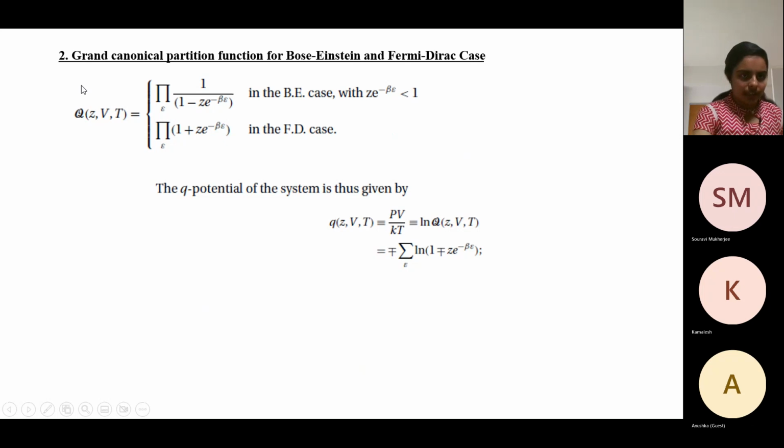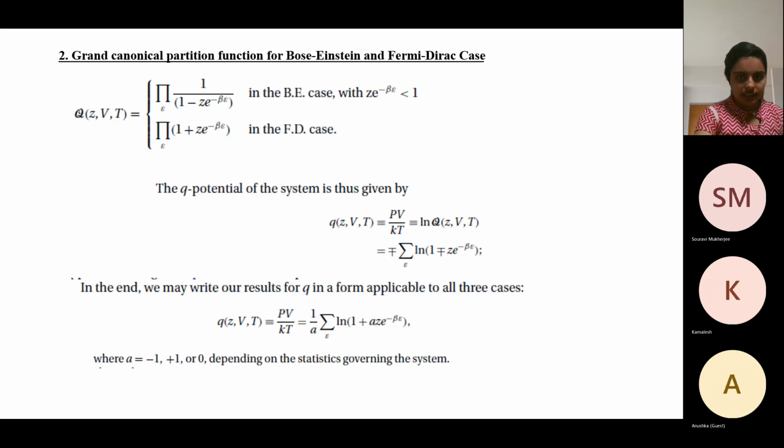So now once you get Q, you can find the q potential, which is given as ln capital Q, and this is equal to PV by kT. This was initially discussed when we were talking about grand canonical ensembles. So this in a way is a potential that can ultimately give you all the different thermodynamic parameters, and also the equation of state.